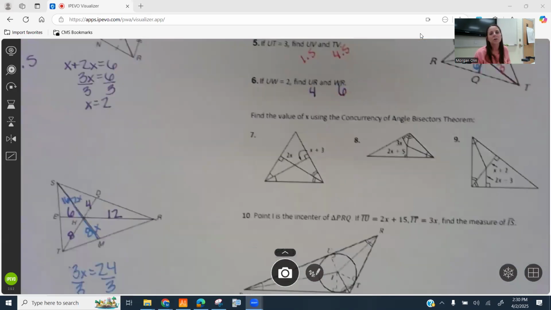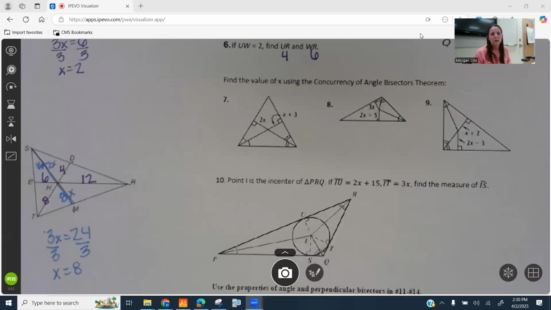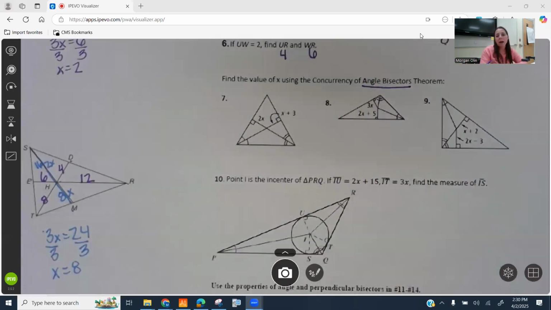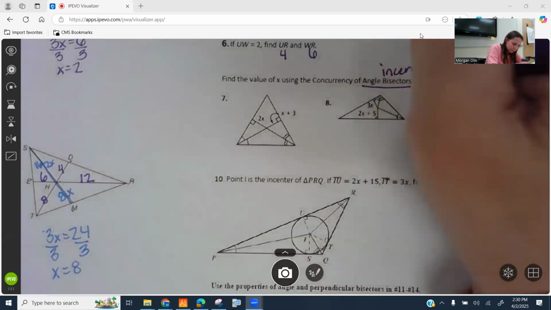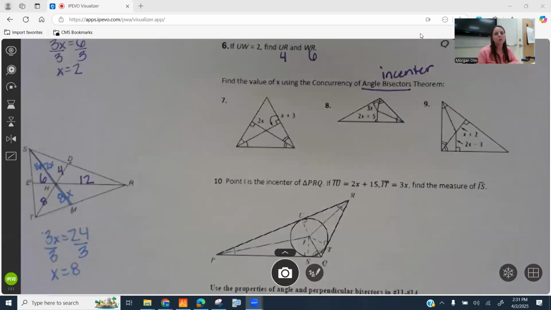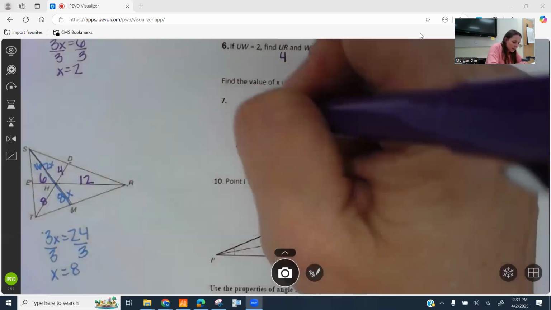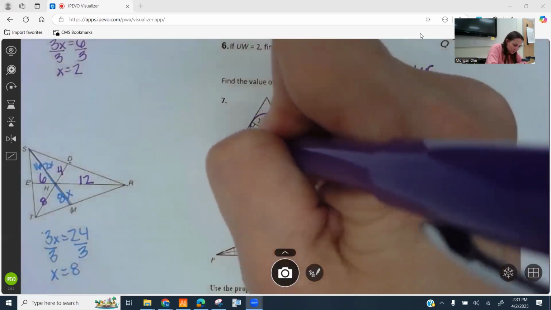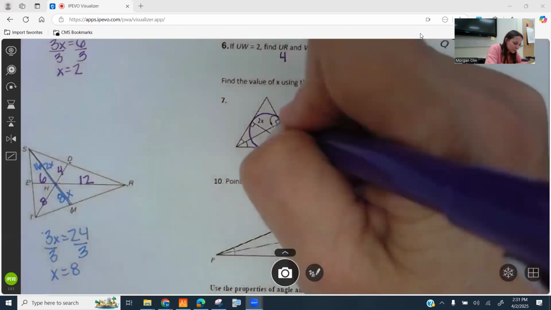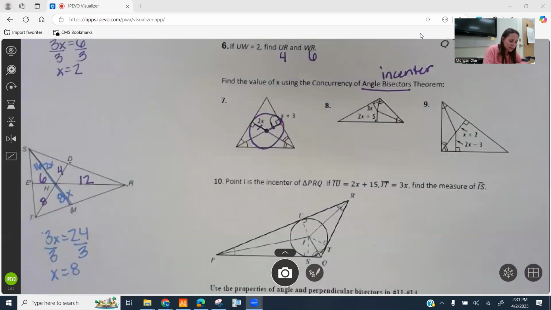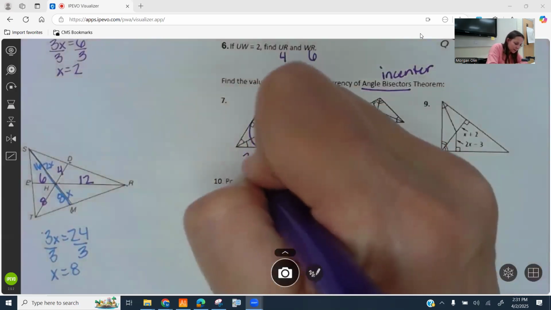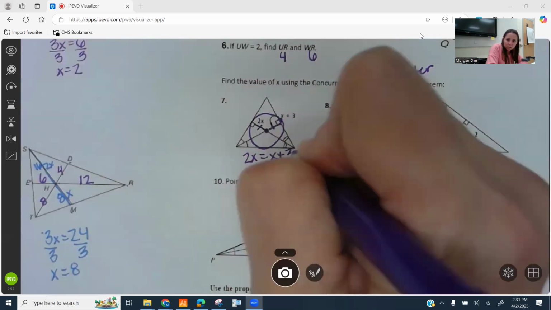Now these are a little bit different right here. Find the value of X using the concurrency of angle bisectors. Now, what is that name? Angle bisectors are incenter. And one of the things is, remember, you can draw the circle in the center right here, anytime you have an angle bisector. So that point where they meet, these are the radii, and these are going to be equal to one another. So I can find X by setting this equal to one another.